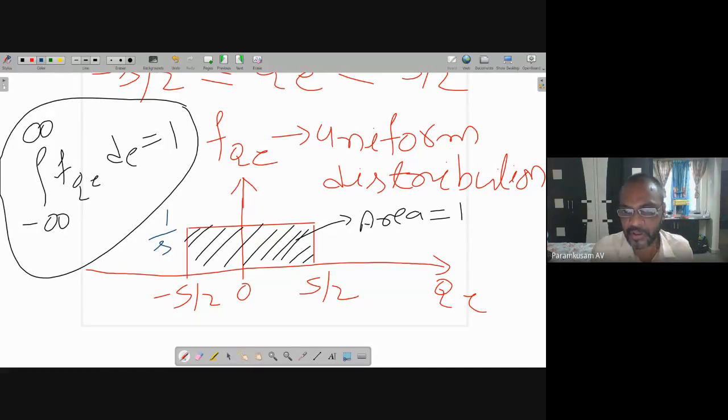ఓకే, so if you know the probability density function, you can find out the mean square error. Mean square error. So FQE, the probability density function, FQE of QE. FQE probability density function FQE bracket QE ఉంటుంది.